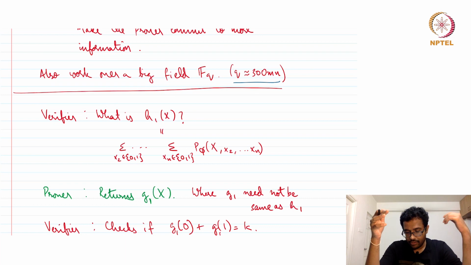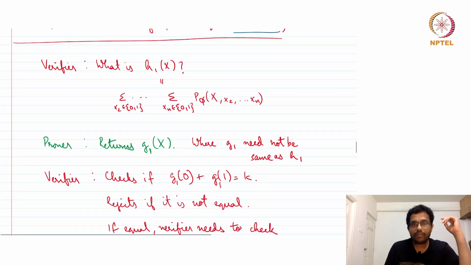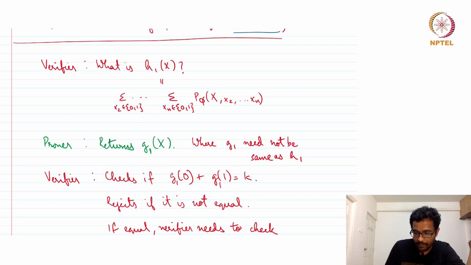Okay, so the prover could craftily create g1 such that g1 of 0 and g1 of 1 add up to k, because this is the next thing the verifier is going to check. g1 of 0 is the number of satisfying assignments where x1 is 0, and similarly g1 of 1 is the number of satisfying assignments where x1 equals 1. So he is going to check whether g1 of 0 and g1 of 1 add up to k. Let's say the prover is up to this task and produces g1 carefully enough.